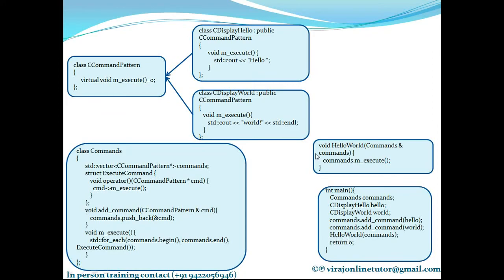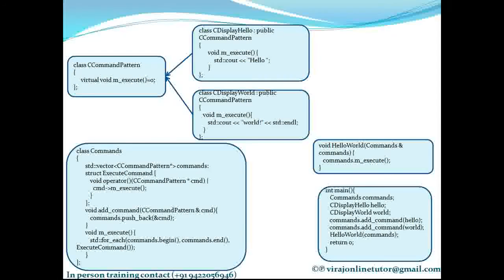And then I am calling the hello world function, to which I am passing all these commands. So I am calling execute of the commands class. So execute of the commands class, what does it do? It calls the execute of all the elements in this list. So it will call execute of this class first, and then it will call execute of this class next. So it will just print hello world on the screen.